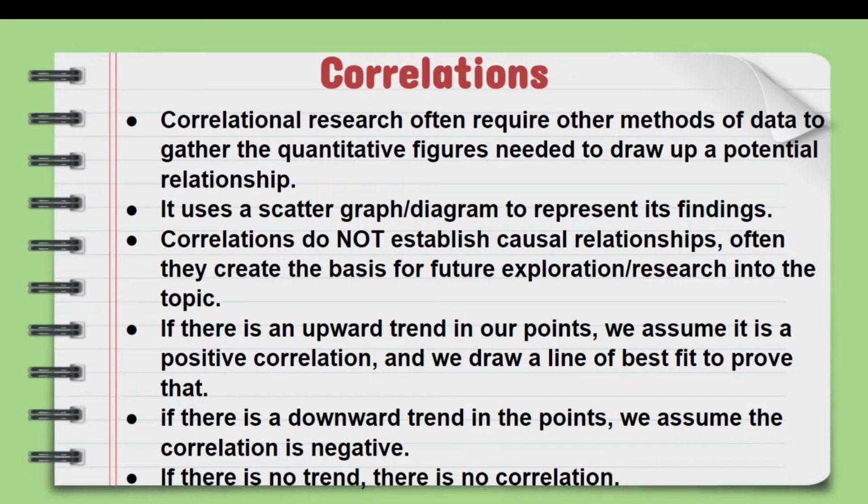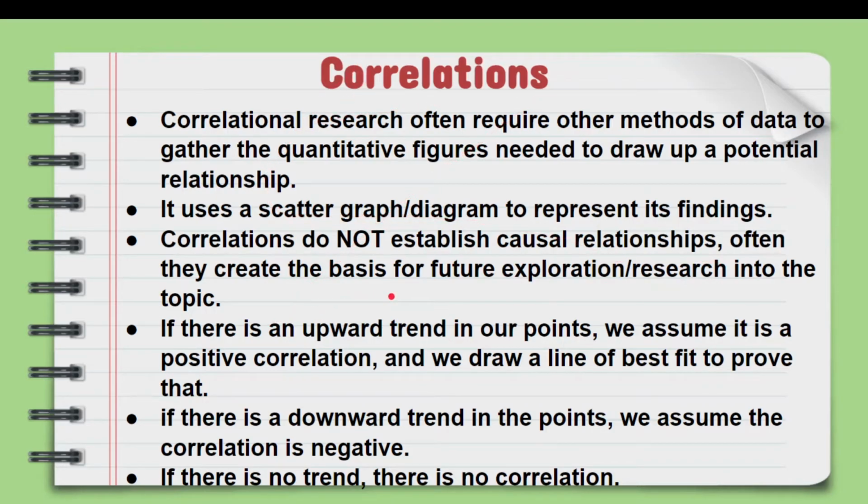Correlational research often requires other methods of gathering data. For example, if you need to gather data to establish a correlation, you can use self-report, so you can use an interview, or you can give them a bunch of rating scale questions on a questionnaire, or you can conduct an observation, a structured observation obviously, and then you can record the behaviors and pit them against whatever other variable you have. We use a scatter graph or a scatter diagram, which we saw in our previous video, to represent the findings of any correlational study.